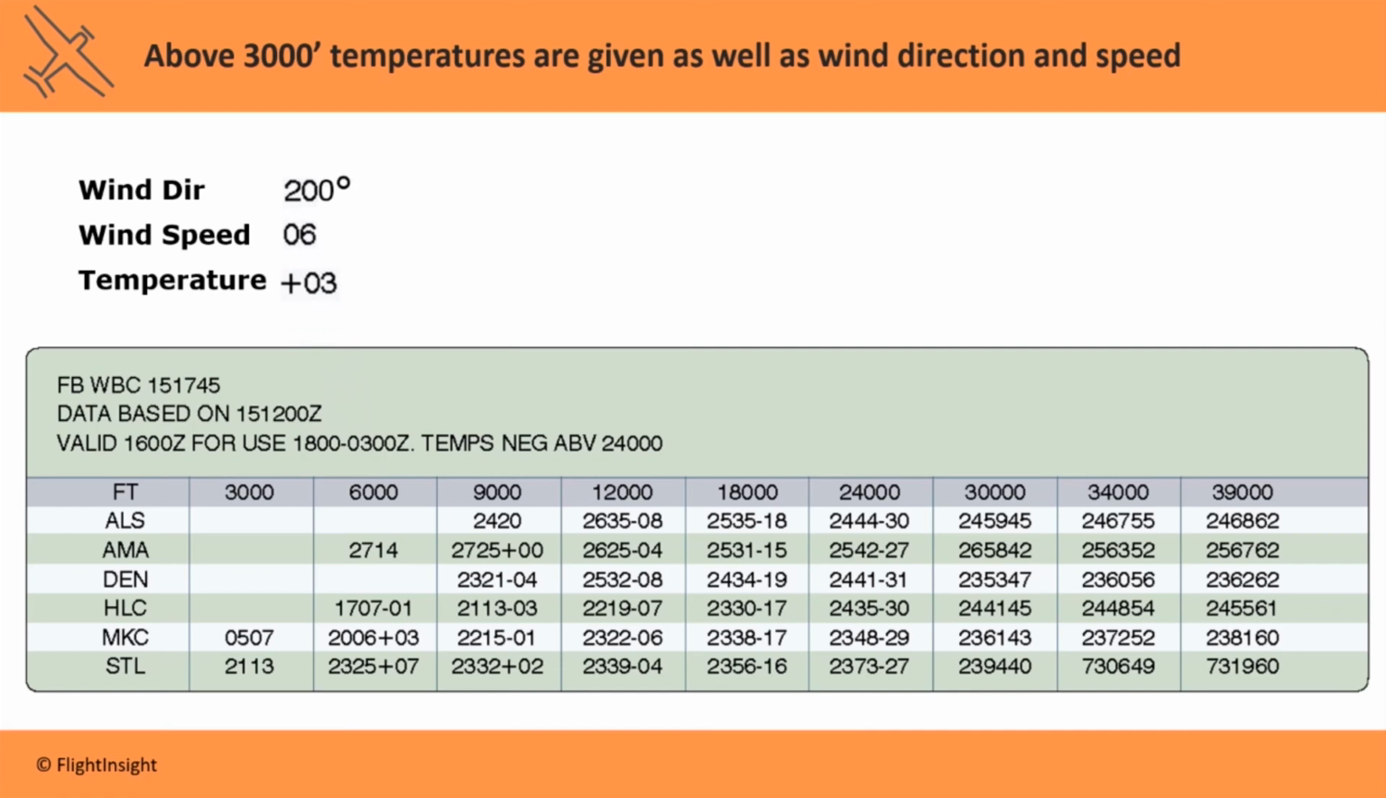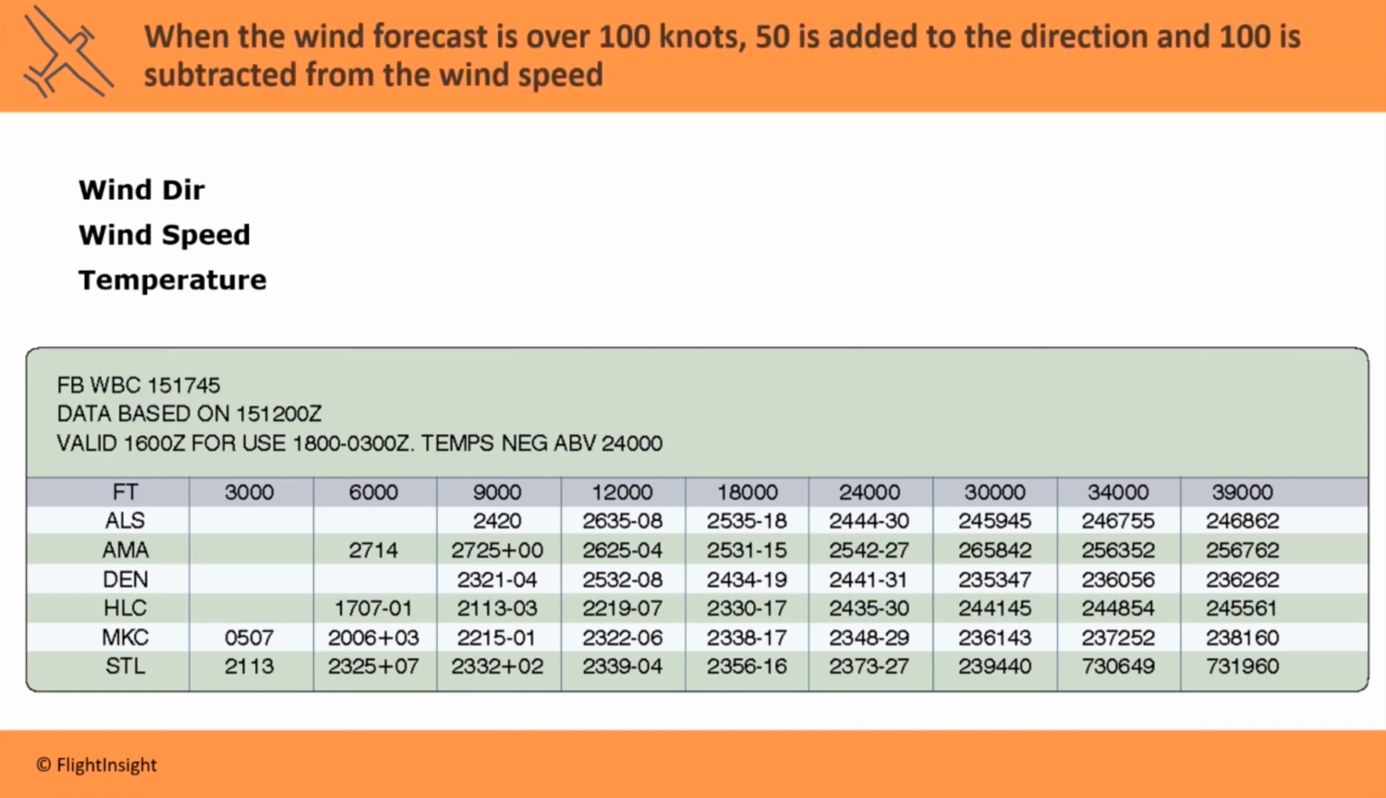Notice that at 30,000 feet, the minus sign is dropped, as it's just assumed that all temperatures are below 0 Celsius up there. When the wind is very strong, over 100 knots, 50 is added to the two-digit wind direction code, and the 100 is subtracted from the wind speed. So here we have winds out of 230 degrees at 106 knots with a minus 49 degree temperature.